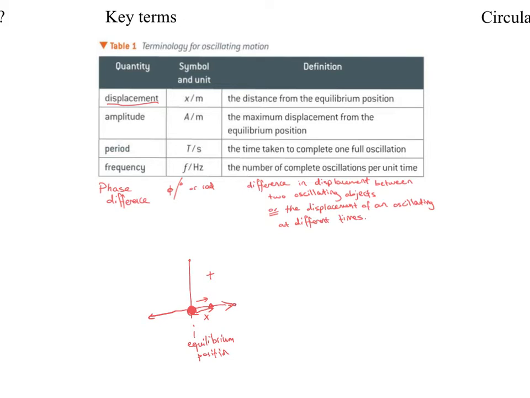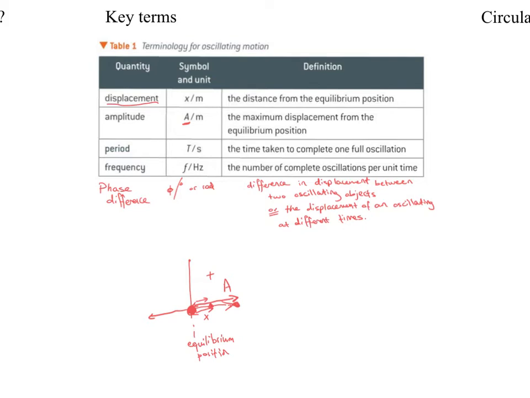Amplitude is the maximum displacement from the equilibrium position that the object will move. So that will be the full displacement that it can get to. That's the amplitude. A capital A is the symbol for it, and the unit is meters. Just remember not to confuse amplitude with area, because we usually use A for area as well as a symbol, either cross-sectional area or surface area. So be very careful with that.